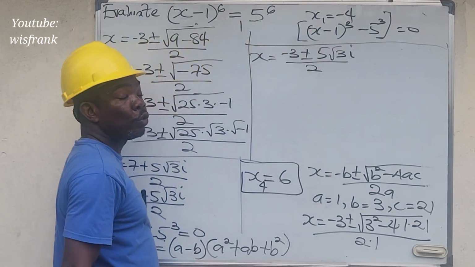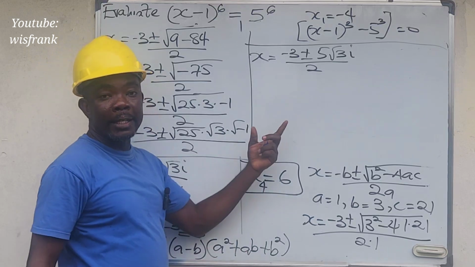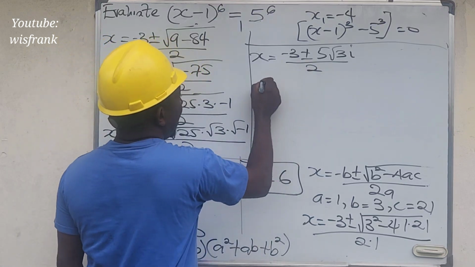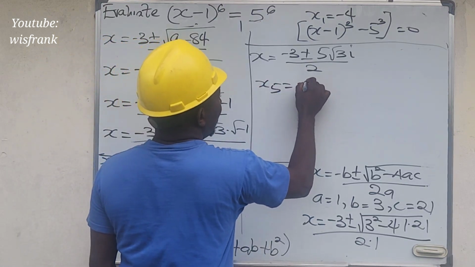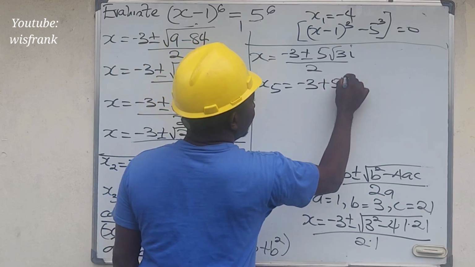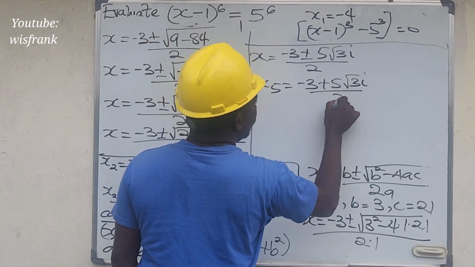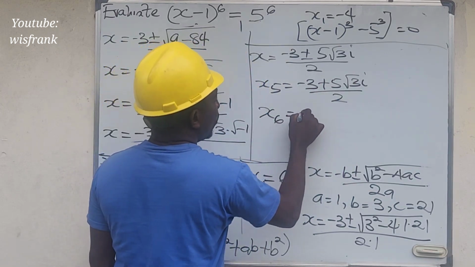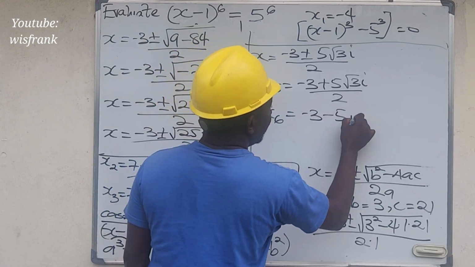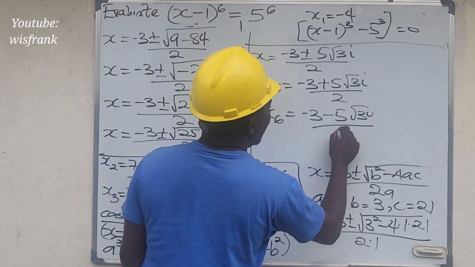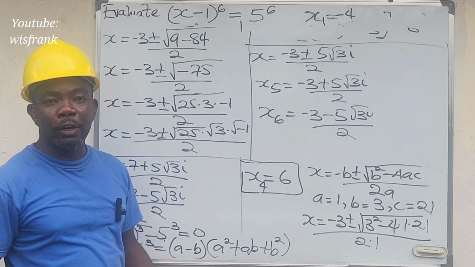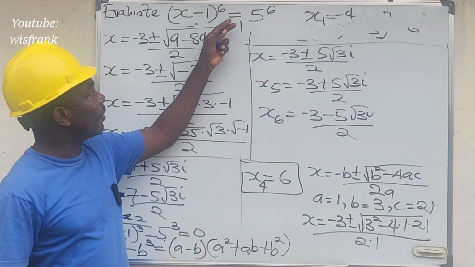So from here, we have 2 solutions, which are x5 and x6. The value of x5 will be equal to minus 3 plus 5 root 3 i, all over 2. And the value of x6 equals minus 3 minus 5 root 3 i, all over 2. So those are the possible values of x that we have, and they satisfy this equation.